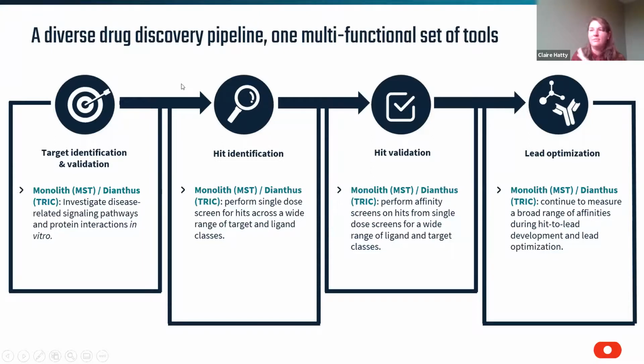And even disregarding the drug discovery process altogether, just in any project where you want to investigate cellular pathways or you want to further understand cellular signaling. So anywhere where you would be interested in looking at interactions.